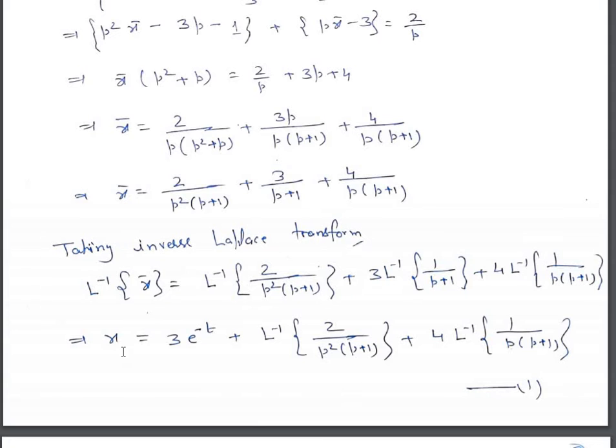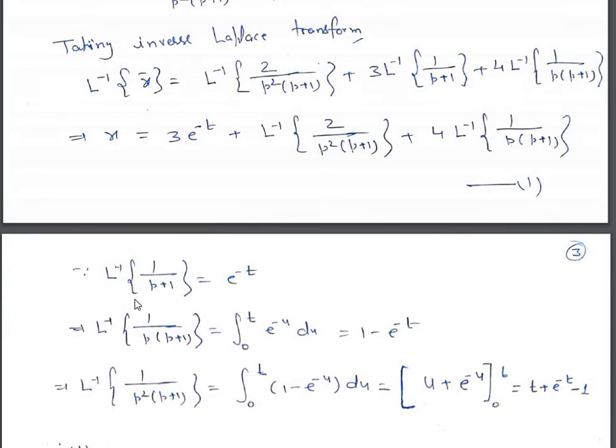Now L inverse of x bar is x, right? L inverse of 1 upon p plus 1 is e to the power minus t, so this is 3 into e to the power minus t, plus L inverse of this term and plus 4 times L inverse of this term. Now we shall make use of first shifting property for evaluating these two L inverse. Now L inverse of 1 upon p plus 1 is e to the power minus t.